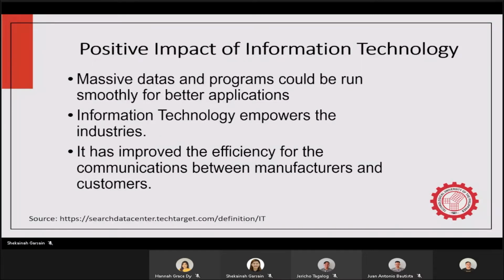And information technology empowers the industries. Sa mga technologies sa mga businesses, napakalaking factor ng information technology kasi pwede siyang maging gamit para ma-reduce yung occupational risks and accidents sa loob ng trabaho mo. And also focusing on activities with higher added value, na re-reduce niya yung repetitive tasks na ginagawa ng mga tao.